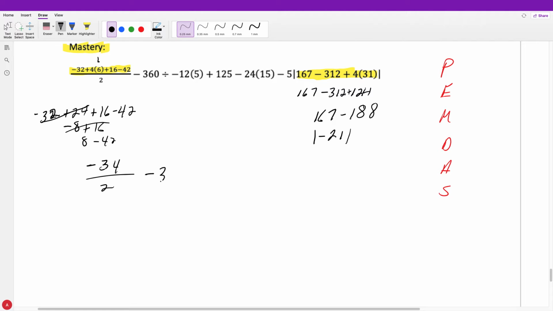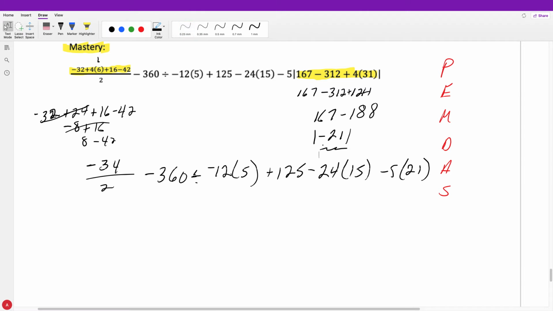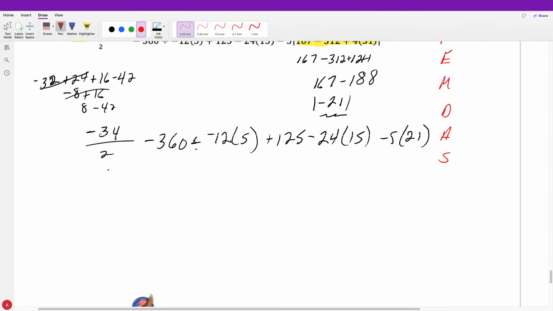So now I'm left with minus 360 divided by negative 12 times 5 plus 125 minus 24 times 15 minus 5 times a positive 21 after we took the absolute value. Right, so now we're going to go ahead and do all this multiplication that we can. So negative 34 divided by 2 is negative 17. Minus, well, 360 divided by 12 is going to give me 30. And since they're both negative, it's actually going to be plus 30 times 5 plus 125.